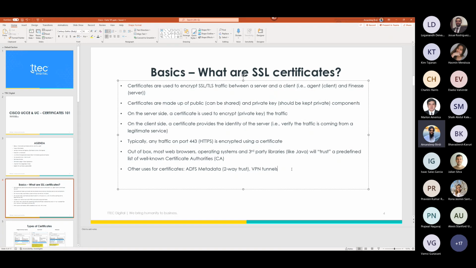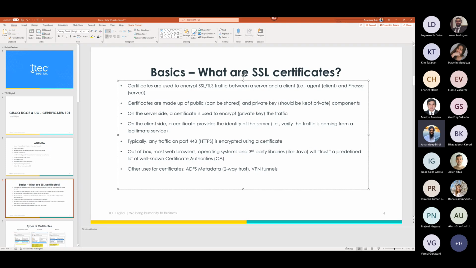And again, just a couple examples of other places where certs are used, not necessarily related to web traffic. ADFS metadata, for example, to build two-way trust between the ADFS server and the client. Client could be IDS, client could be CUCM, could be Unity. In order for these two applications to communicate for any SSO related stuff, they have to do a metadata exchange in the beginning.